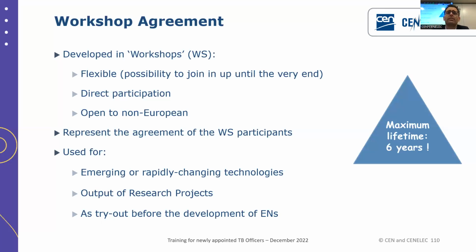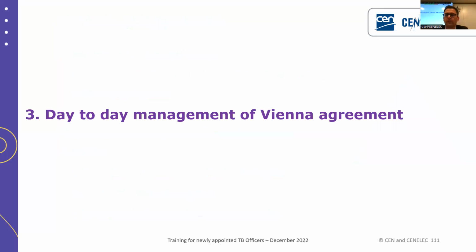In terms of lifespan, a CWA has a duration of 3 years that can be extended by 3 additional years, so a maximum lifetime of 6 years. This means that afterwards there is an important decision to make on whether a TC would take over the work and try to develop another deliverable following the work done in the CWA, or it could be withdrawn by the technical board if no one wants to continue the work. So that was my part. Now Thierry will continue.